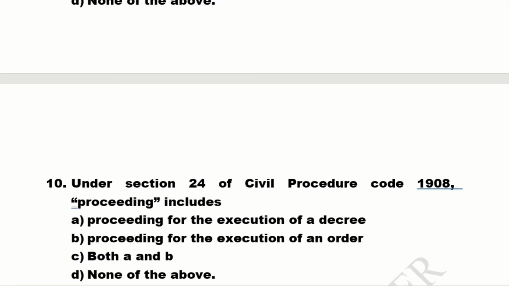Let us move to question number 10. Under section 24 of Civil Procedure Code 1908, proceeding includes A. Proceeding for the execution of a decree, B. Proceeding for the execution of an order, C. Both A and B, D. None of the above. The answer is both A and B, which is option C.